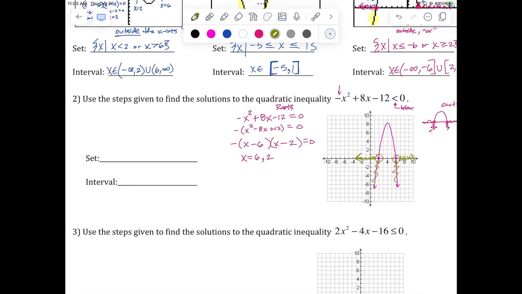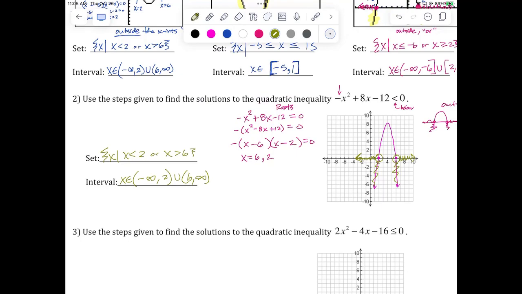Teamwork. Set notation: the set of all x such that x is strictly less than 2 or x is strictly greater than 6, sorry. And interval notation would be x epsilon, -infinity up to 2, parenthesis, union 6 to infinity. Ta-da!